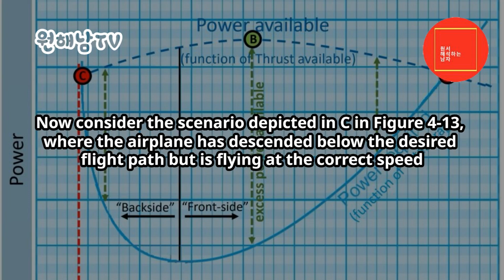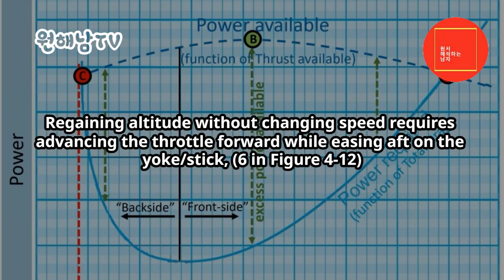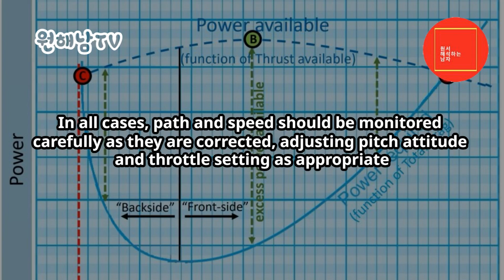Now consider the scenario depicted in C in Figure 4-13, where the airplane has descended below the desired flight path but is flying at the correct speed. Here, even though there is no speed deviation, the pilot is faced with a combination of total energy and distribution errors. Regaining altitude without changing speed requires advancing the throttle forward while easing aft on the yoke or stick, 6 in Figure 4-12. In other words, decoupling altitude and airspeed, i.e., changing one without changing the other, demands the use of both controls simultaneously. In all cases, path and speed should be monitored carefully as they are corrected, adjusting pitch attitude and throttle setting as appropriate.